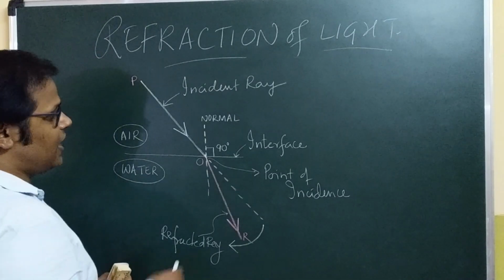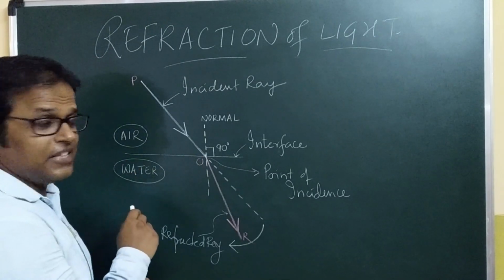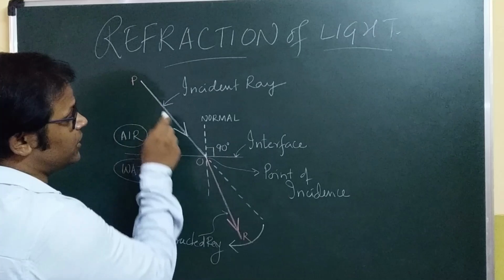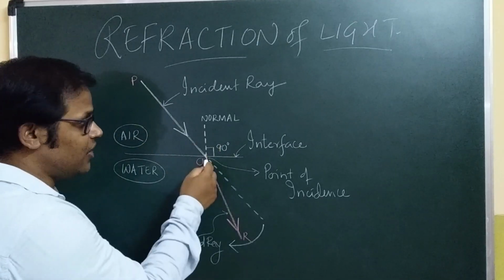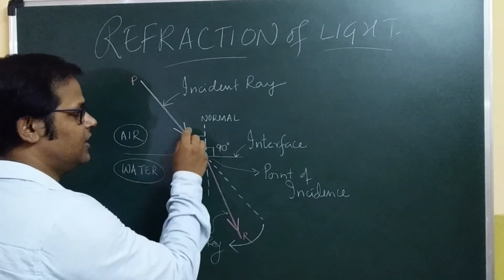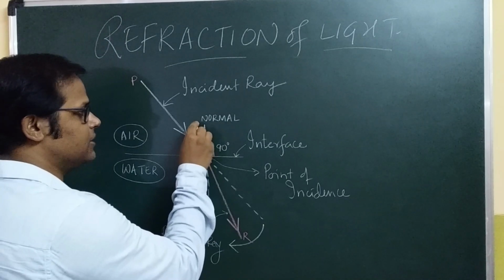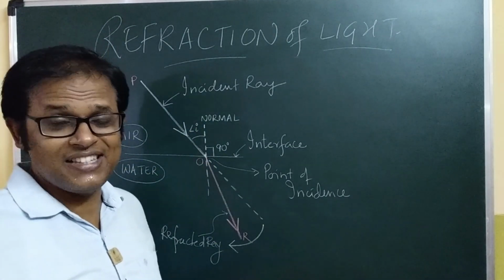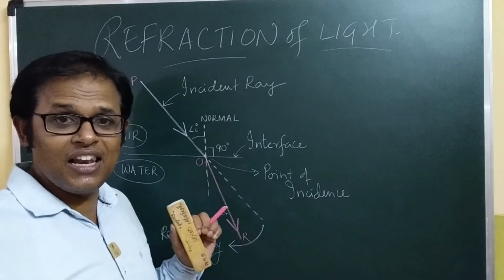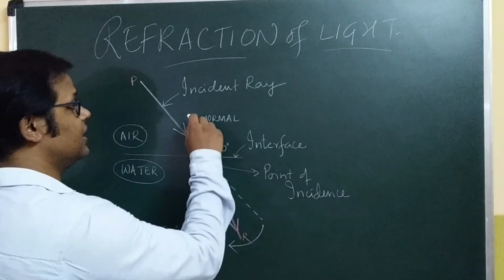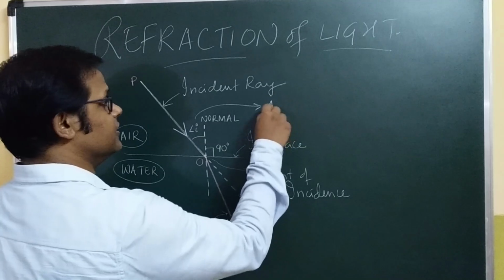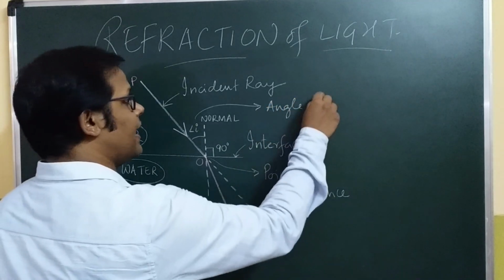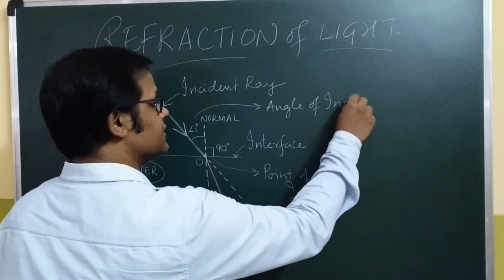Alright? Now there's an angle created, as you can easily see. The angle between the incident ray and the normal. This angle is very appropriately labeled as angle I. What is angle I? Yes, definitely know that. Angle of incidence. Let me just label it over here. This is called angle of incidence.